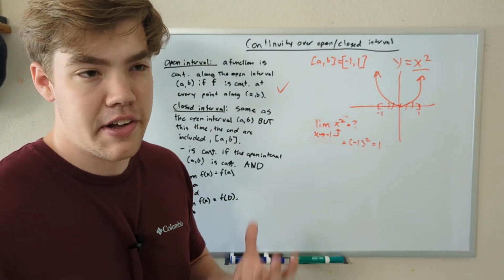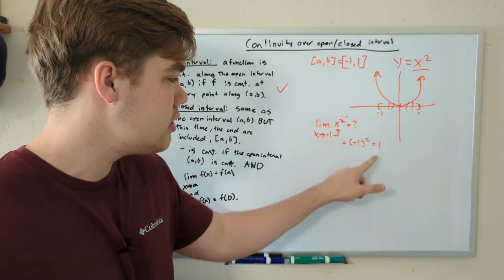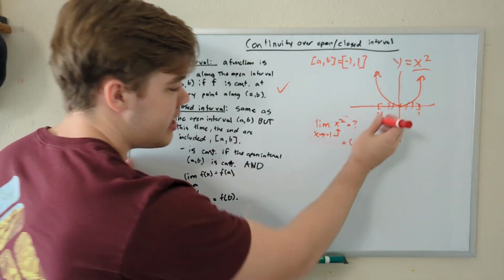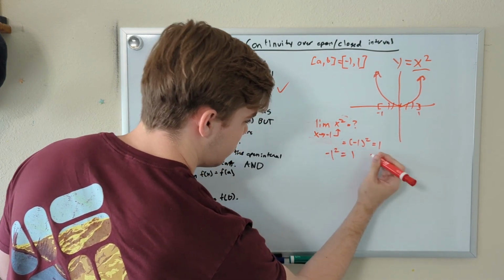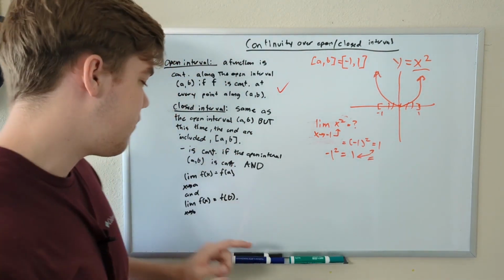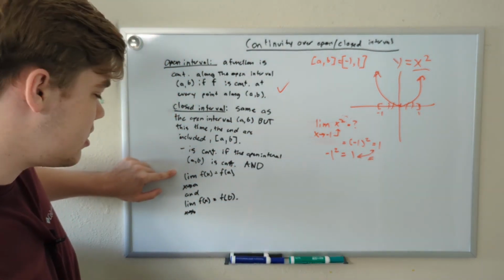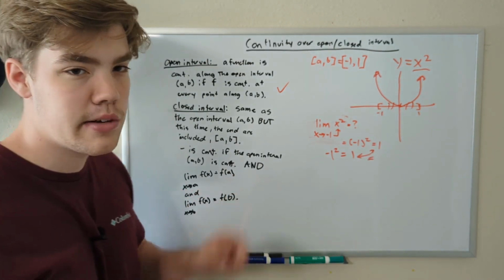In other words, we need to plug in a to our function, which is x squared, and see if that is the same as 1. So let's plug in a, -1, to x squared, which is just -1 squared, which is equal to 1. And as you can see, these two are equal. Therefore, the first part of our closed interval continuity rule is true. The limit as x approaches a of f of x is equal to f of a.